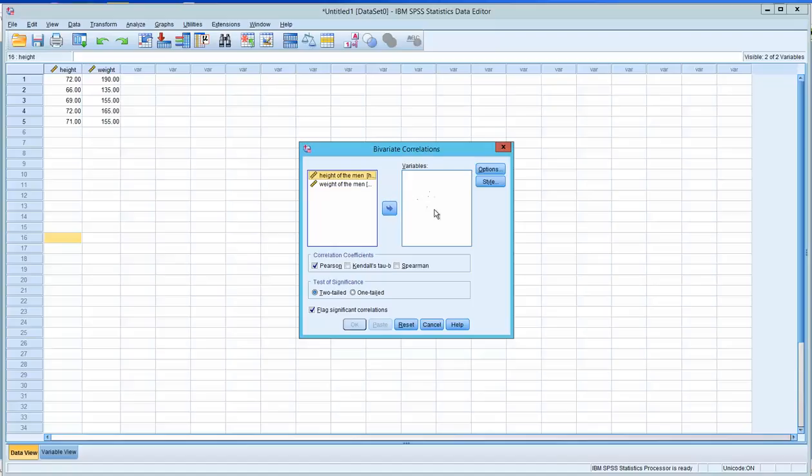Now, before I do that, let's look at the bottom here. You will see it says correlation coefficients and Pearson is checked for me because intuitively SPSS knows that's the variables that I've entered.